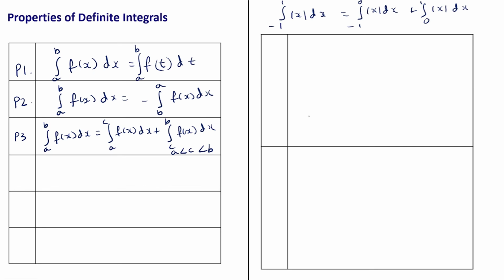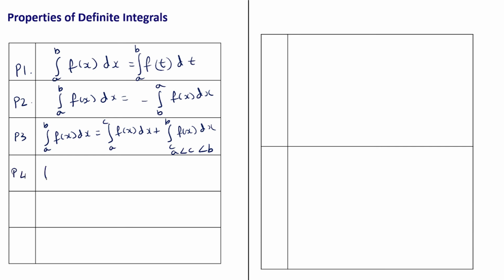Now, in the interval minus 1 to 0, mod x is negative x. So, it is integral minus 1 to 0 negative x dx plus integral 0 to 1. In the interval 0 to 1, mod x is positive, so positive x dx. And then we can proceed with finding the value. So this is how the third property is very useful in finding the value of the definite integral of modulus functions. Now moving on to the fourth property.